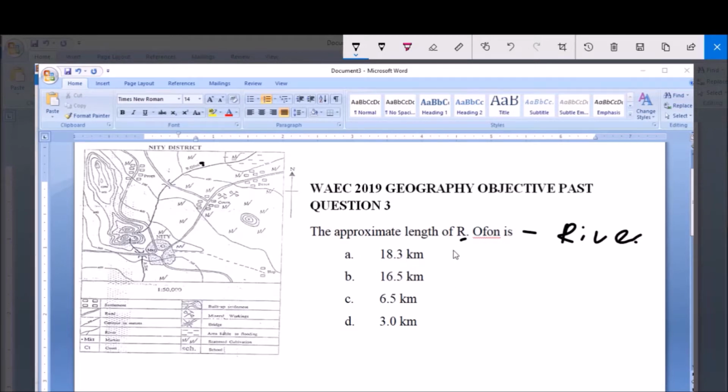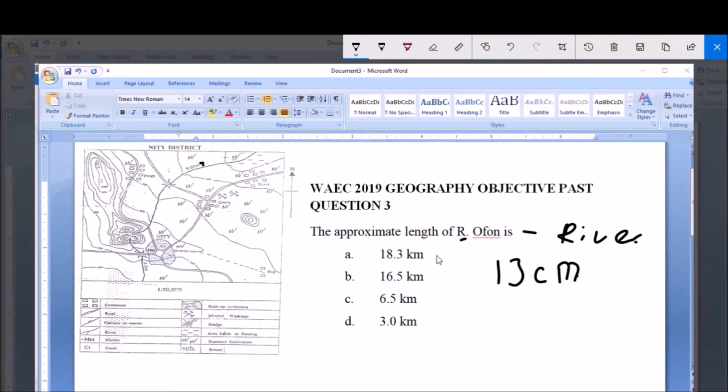So we have to calculate the approximate length, and how you do this is practically by using a thread or a similar flexible object to measure the length of the river on the map continuously down this way. I took that measurement, and the length I got was approximately 13 centimeters.